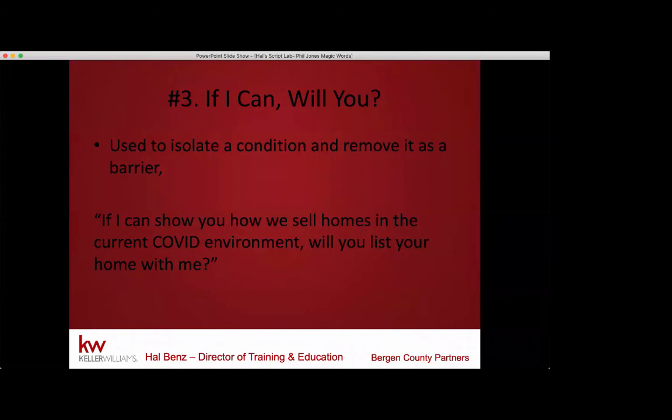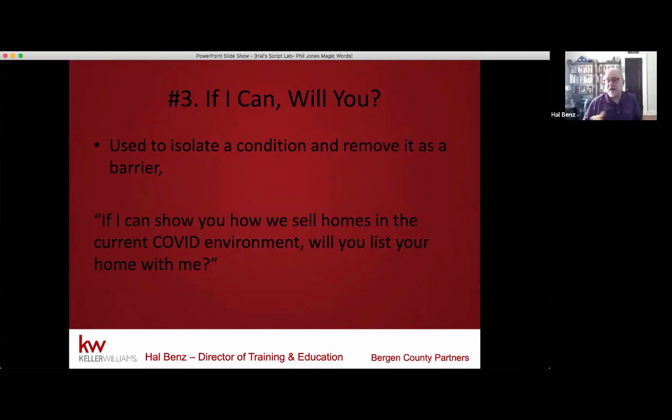Yes, Hal, I also have an example. If I can spend $20,000 staging your house, would you reimburse that money and cover the cost once the house is sold? If I can front the money up front, would you reimburse it?